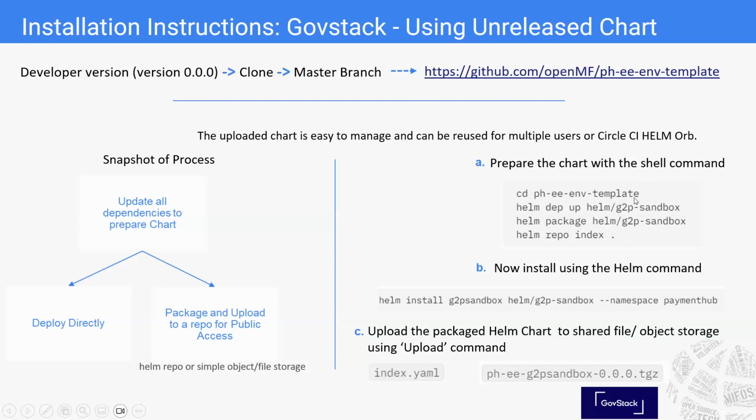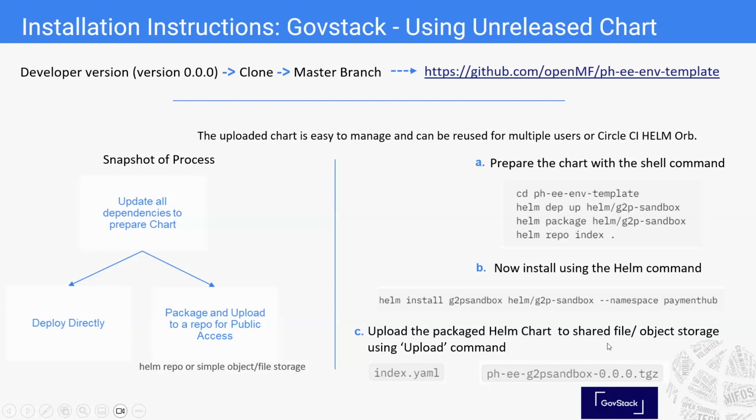You call this file environment template, which we are talking about, and then you deploy it in the Helm g2p-sandbox, you package it, and then you put it in the repo index. And then you could install it, as we talked about previously. You use the helm install command and install this g2p-sandbox Helm chart in the sandbox directory, in the folder payment hub.